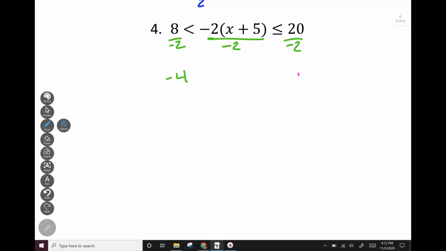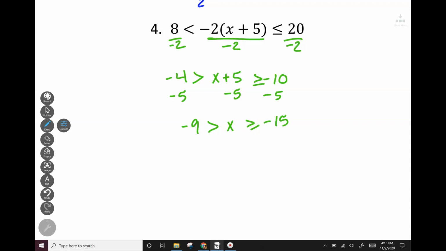It gives me -4, and then I have -10. But I need to flip those inequalities. So now it's that way and that way. X plus 5. Okay, now I'll continue solving. So subtract 5. That gives me -9 is greater than x is greater than or equal to -15.